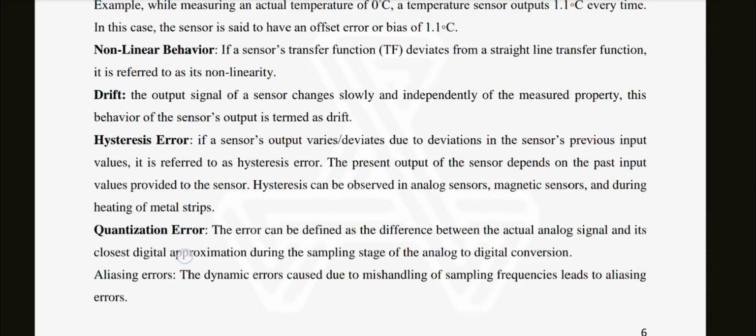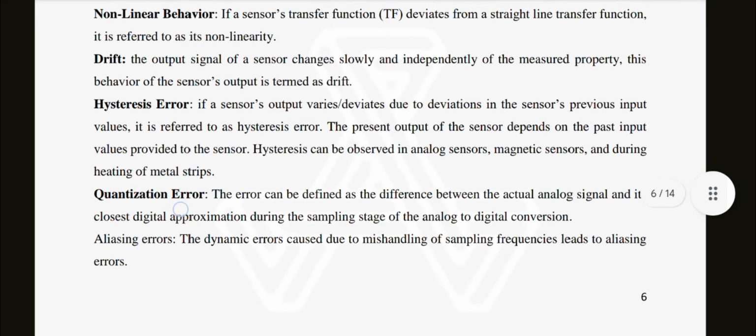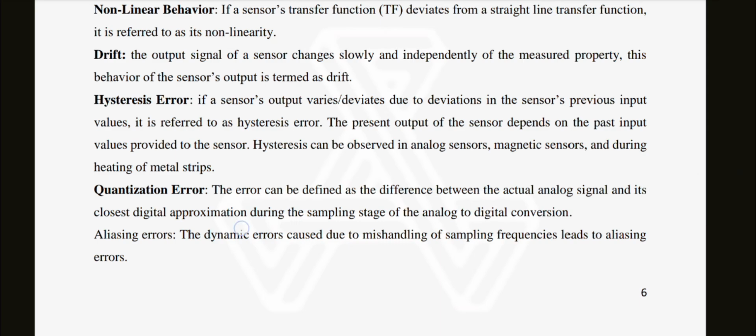Nonlinear behavior: when a sensor's transfer function deviates from a straight line transfer function, it is referred to as its non-linearity. Drift: the output signal of a sensor changes slowly and independent of the measured property. This behavior of the sensor's output is termed as drift.